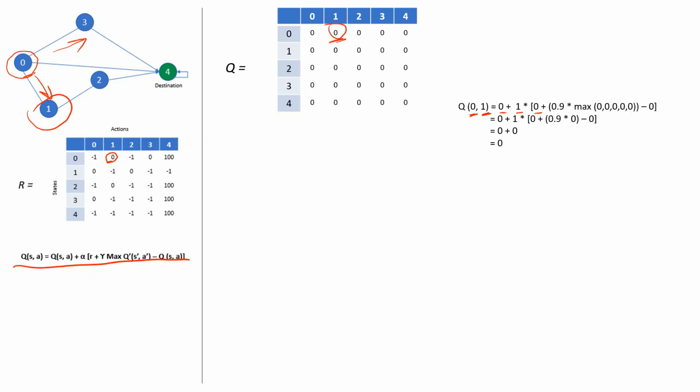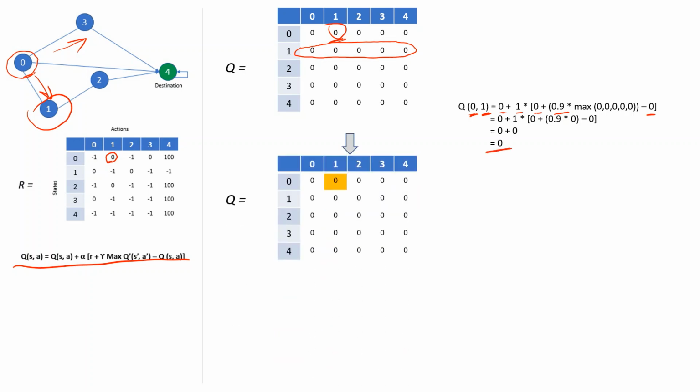Then our discount rate, which is 0.9, multiplied by maximum of all possible actions from next state. So our next state here is 1, and all possible actions are these. But since all are 0, we will have 0 only. And finally, our existing Q value, which is again 0. So finally, the Q value comes up as 0 again. So our Q matrix will look like this.